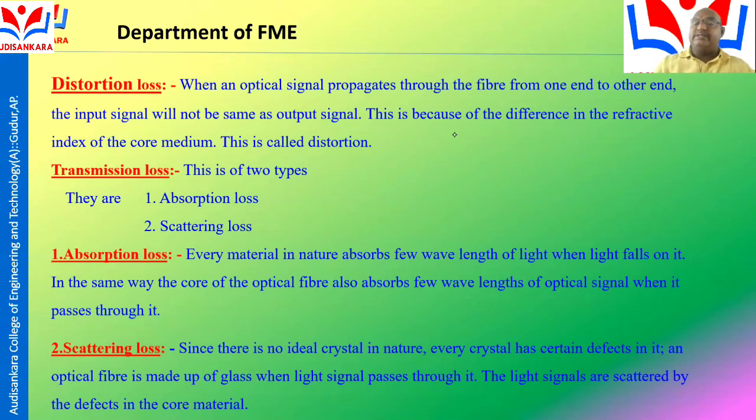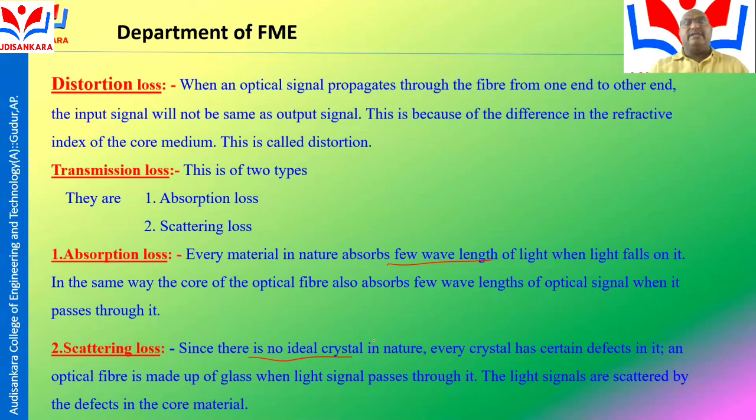My dear students, in the universe every material absorbs some suitable wavelengths. Optical fibers are made up of glass, plastic and polymer clad silica fibers. These types of optical fibers absorb a few wavelengths, and the wavelengths of the optical signals can be disturbed. This type of loss is called absorption losses. And scattering losses means there is no ideal crystal.